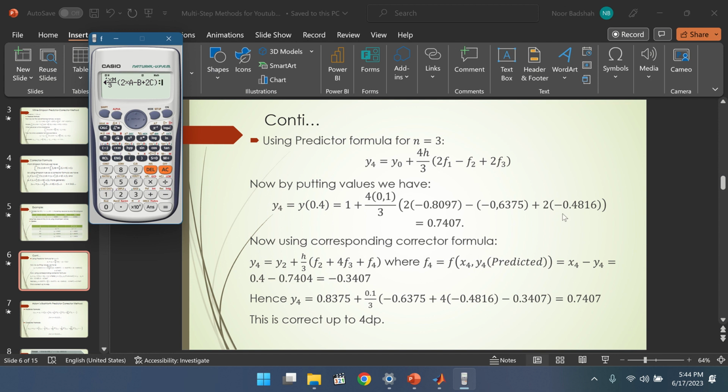Now what would I do? I'll simply find this f4, which as I said, I'll call it a back. So my a is equal to what? The a will be simply x minus y, where this y is now my predicted value.